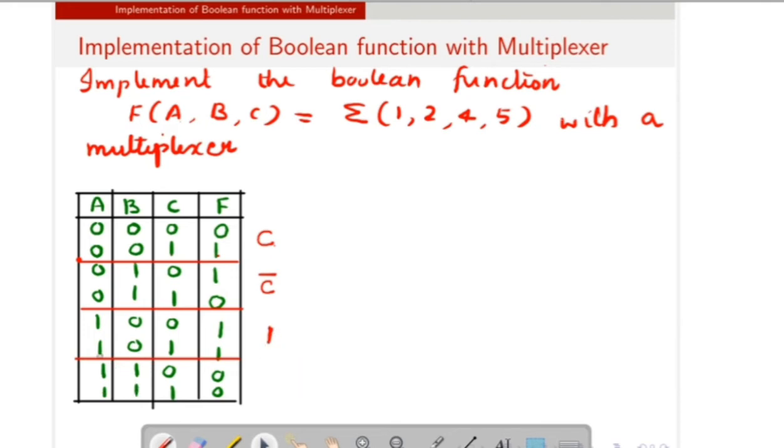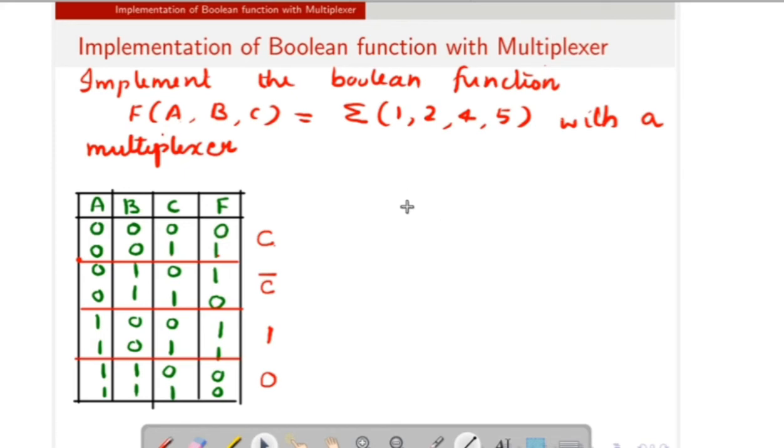Then when the selection line is equal to 1 1, with C equal to 0 the output is 0, and with C equal to 1 the output is 0. So the mux output is always 0. So we give input 0, and it does not depend upon C.